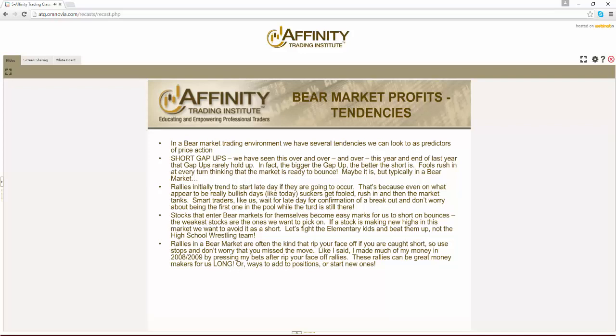Rallies in a bear market are often the kind that rip your face off if you're caught short, right? We saw last Friday when we went up 400 points. So use stops and don't worry that you missed the move. Like I said, I made much of my money in 2008, 2009 by pressing my bets after rip your face off rallies. These rallies can be great money makers for us long, or ways to add to positions or start new ones. Right after that 400-point rally, what did we do? What did the market do? What did it do? Anybody want to take a guess?